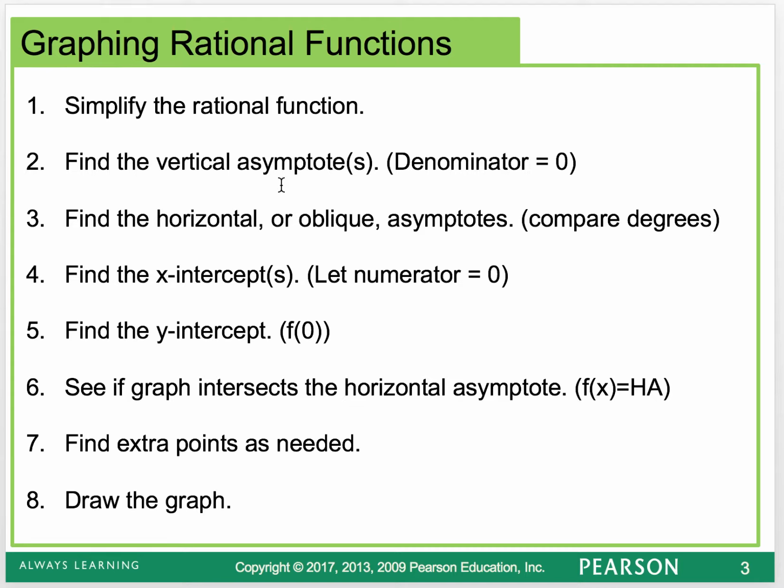Okay, after we find our asymptotes, we find the x-intercepts by letting the numerator be 0. Find the y-intercepts by plugging in 0 for x. See if the graph intersects that horizontal asymptote. Your graph cannot cross a vertical asymptote, but it can cross a horizontal or oblique asymptote. Okay, find extra points as needed. After we get our basic points, which always consist of x and y intercepts, right? Then we need a few extra points depending on the kind of equation, and then draw the graph by connecting those points.